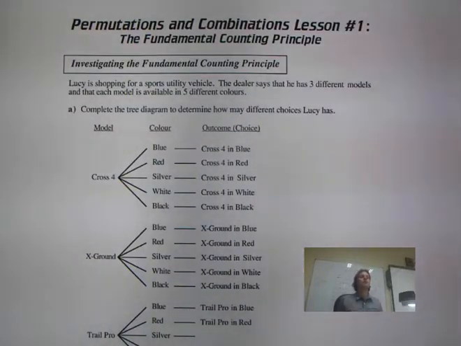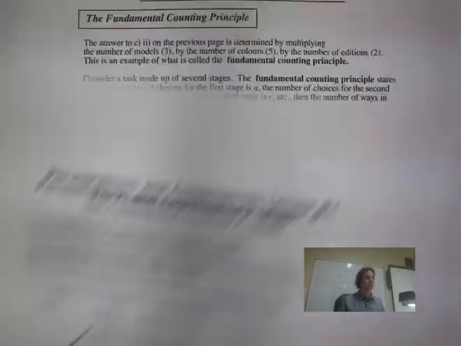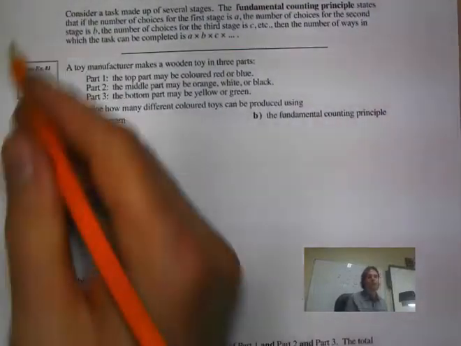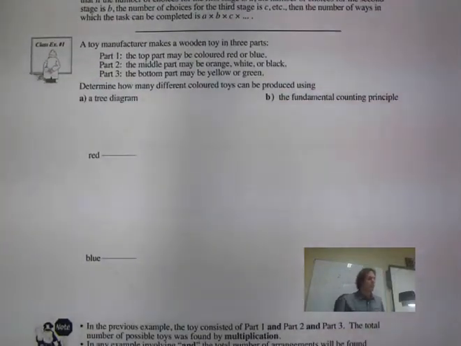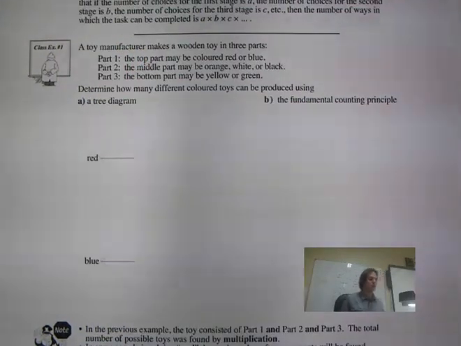Today we're starting our very first lesson on permutations and combinations, which is going to be looking at the fundamental counting principle. So we're going to start here with this very first example. It says, we're looking at a toy manufacturing company, and they have three parts to their toys. One part is colored, the top part, which is colored red or white. Then you have the middle part, which could be colored orange, white, or black. And then we have the bottom part, which could be yellow or green. So how many different toys can be made?